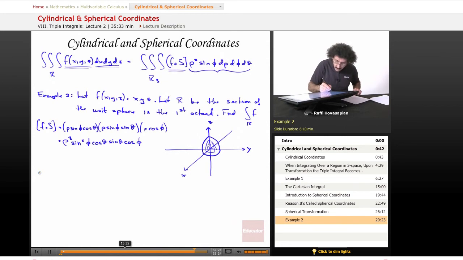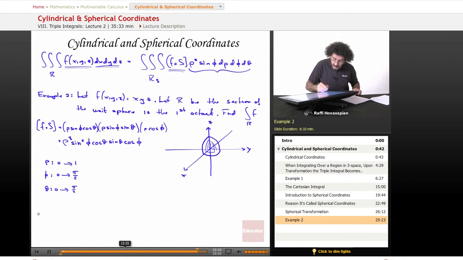Now we'll go ahead and do the integral. First of all, this is the unit sphere, so rho is going to go from 0 to 1. Phi, it's in the first octant, so it's going to be from 0 to pi over 2. It's going to swing down through pi over 2, 90 degrees. And theta is going to go from 0, again, to pi over 2.